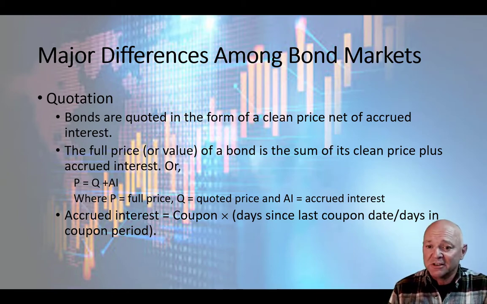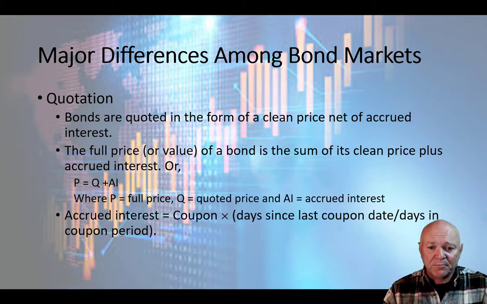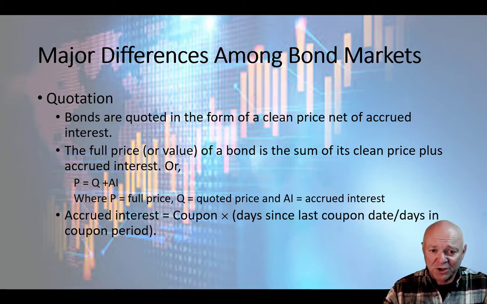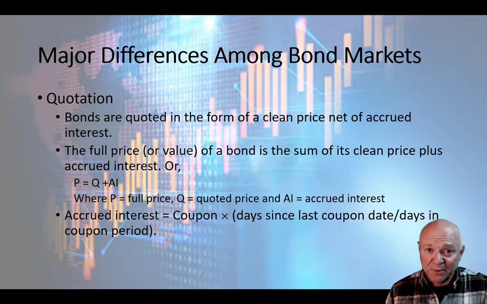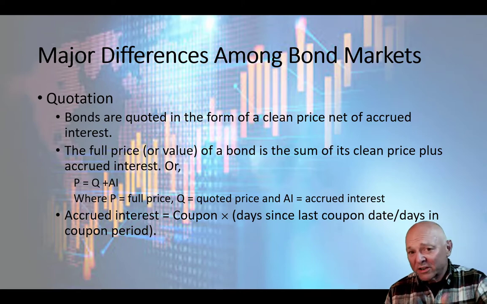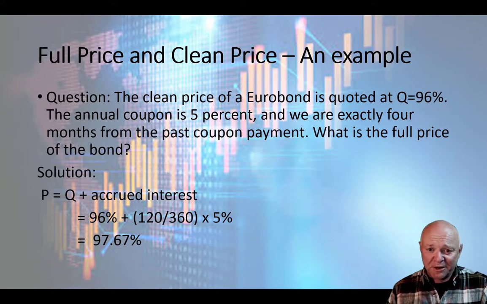The full price, or the full value of a bond, is the sum of its clean price plus any interest that's been accrued since the last payment. So the price is equal to the quoted price plus accrued interest. Accrued interest is equal to the coupon rate times the number of days since the last coupon date, divided by the number of days in the coupon period. An example probably helps understand that better.